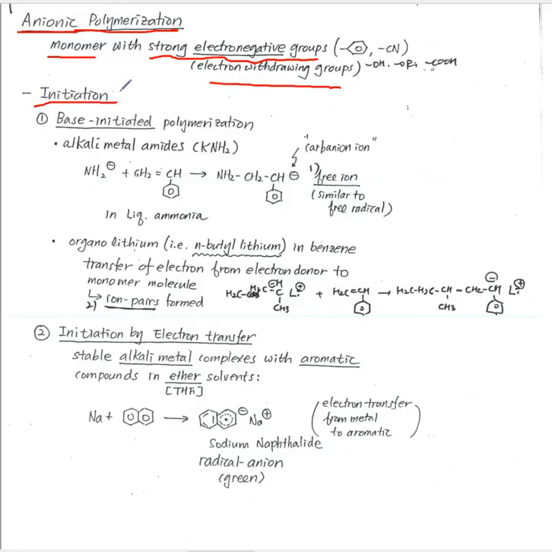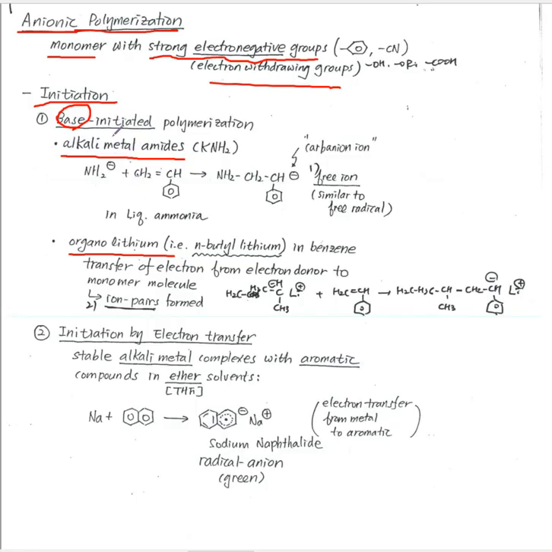Initiation. There are three different initiation mechanisms in anionic polymerization. The first one involves a base. As you remember, for cationic polymerization, as an initiator we used an acid, right? Protonic acid or Lewis acid. In a similar manner, for anionic polymerization, we use a base as an initiator. For the base, either alkali metal amides or organolithium compounds are used.